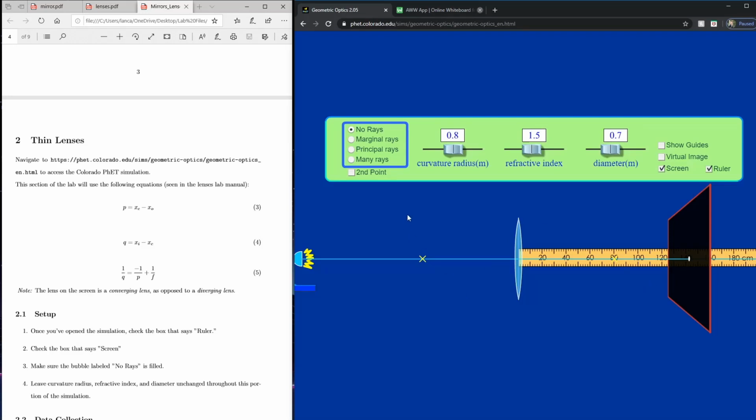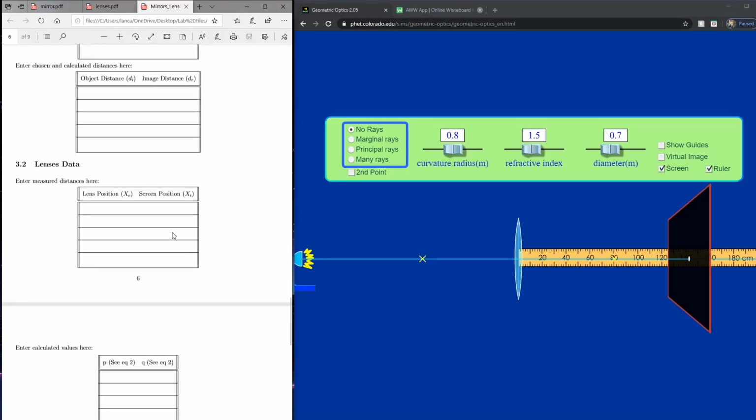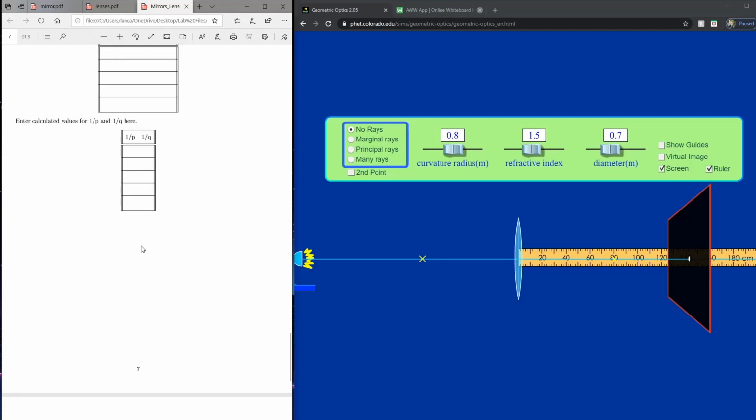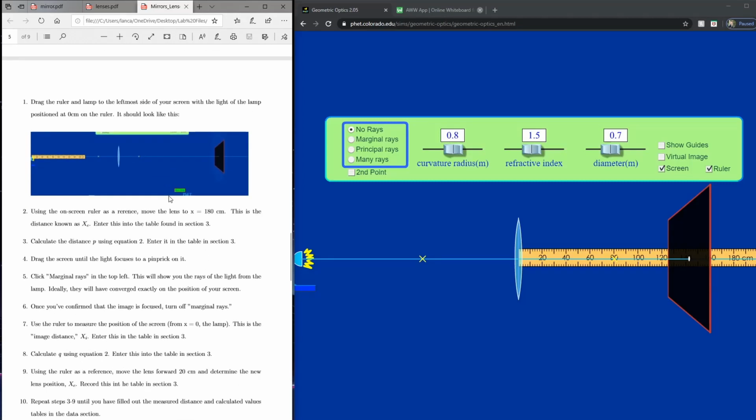So now you have P, you have Q, you have x sub i, and you have x sub c. So go ahead and make sure you fill all of those in here, and then we'll be using those to calculate 1 over P and 1 over Q a bit later.